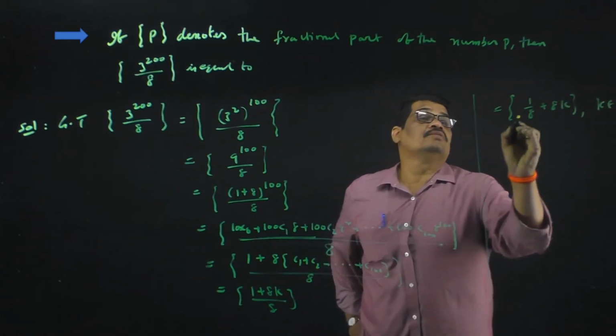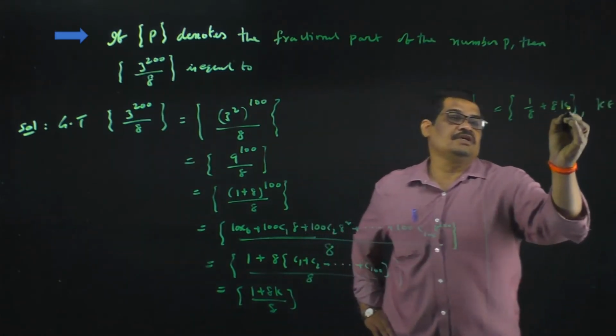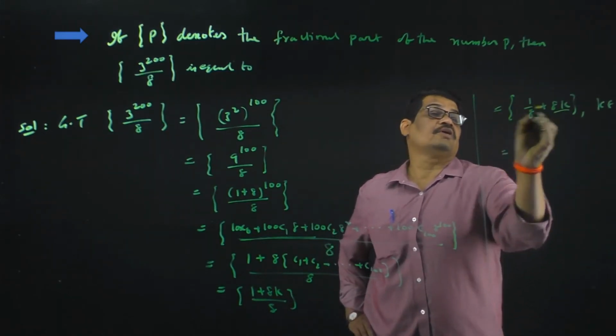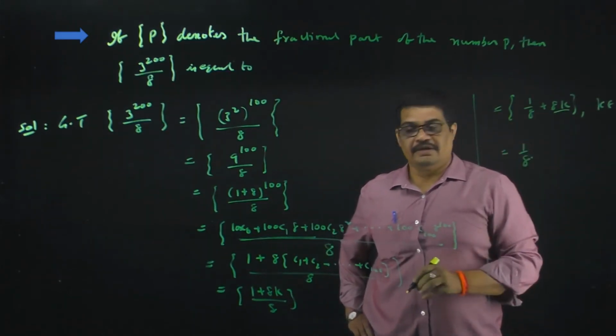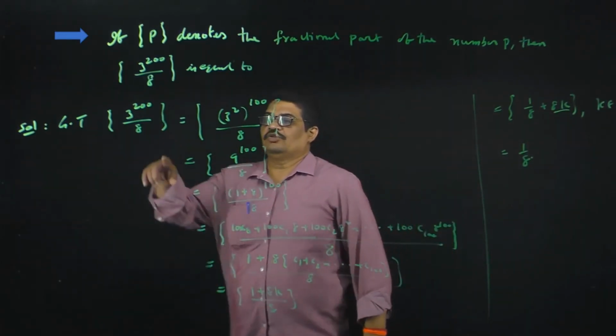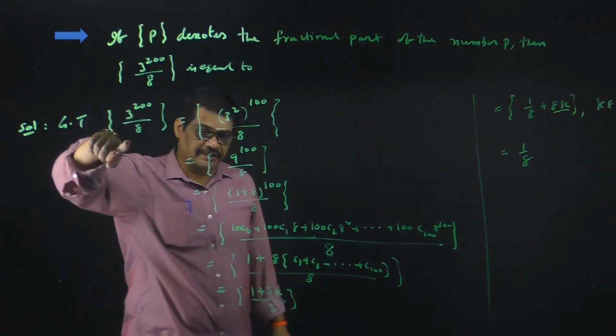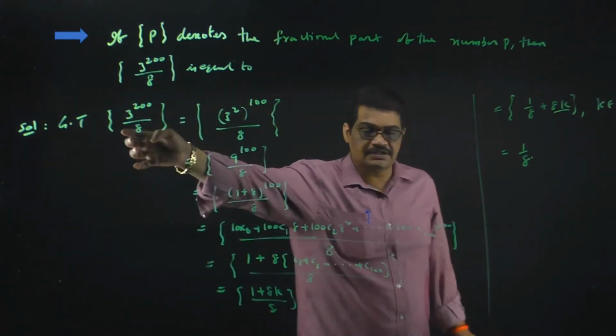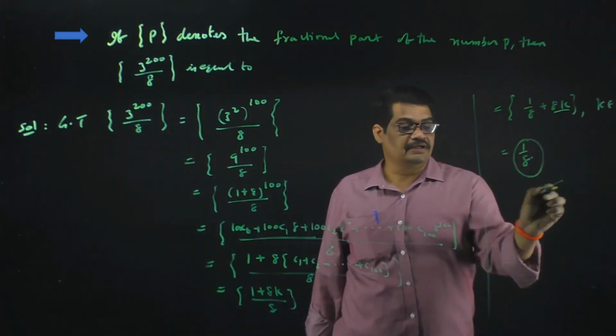Now this is the integer part and this is the fraction part. Therefore the fractional part of this number is 1 by 8. So the fractional part of the number 3 to the power of 200 by 8 is equal to 1 by 8.